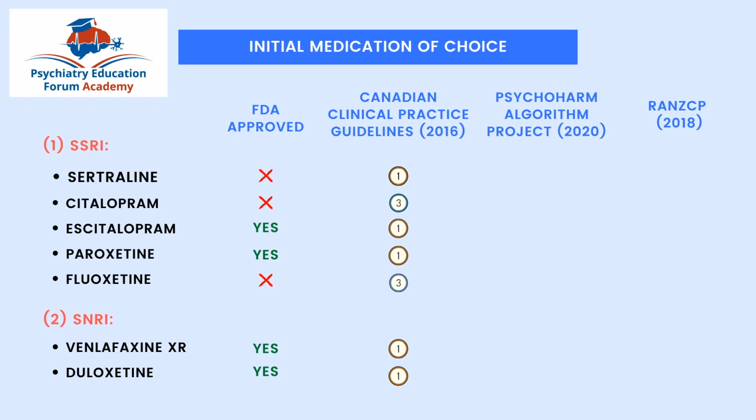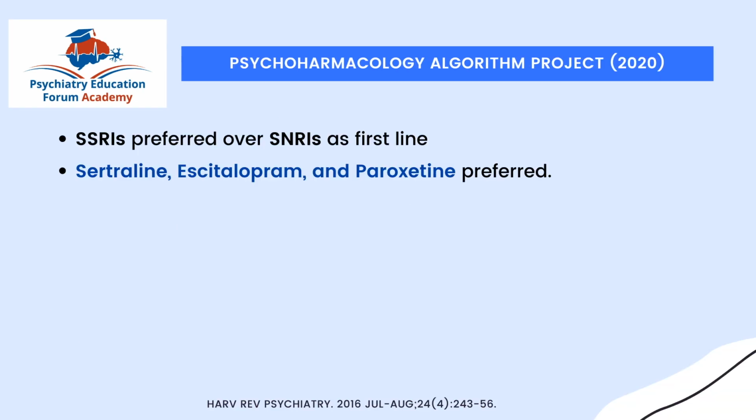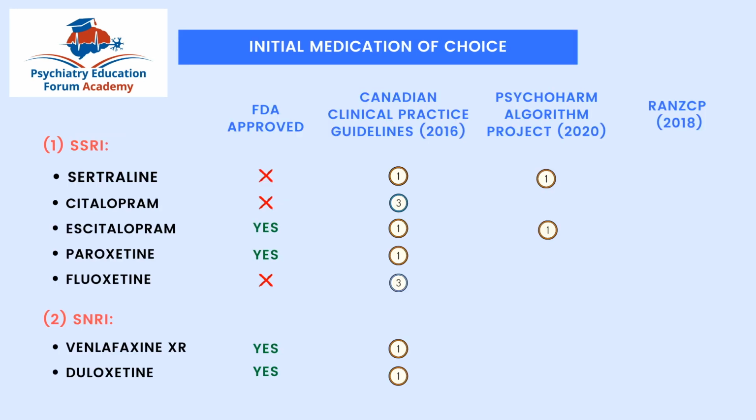So just like what we just talked about, SSRIs are actually preferred over SNRIs according to this. So they recommend to start with SSRI first before jumping to SNRI. And among SSRIs, they recommend sertraline, escitalopram, and paroxetine. But we know the paroxetine has the highest side effect risk. So based on the Psychopharmacology Algorithm Project, sertraline and escitalopram are the first preferred ones, followed by paroxetine.